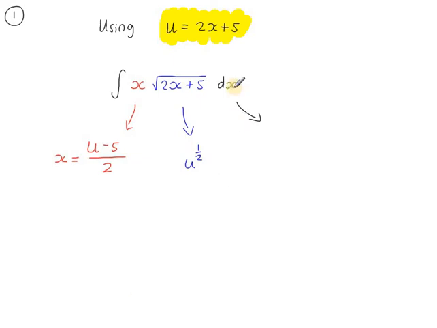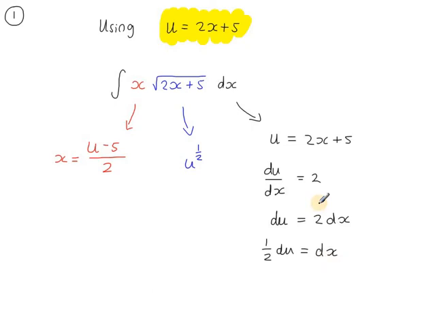And then the dx, now we need to do some differentiation for this one, so we start off with our substitution, differentiate, so that's u in terms of x, so it's du by dx equal to 2. This is a fraction, we can take the dx, the denominator, to the other side, so du is equal to 2 dx, and then if we multiply each side by a half, so a half du is equal to dx, so we're going to replace the dx there with a half du.